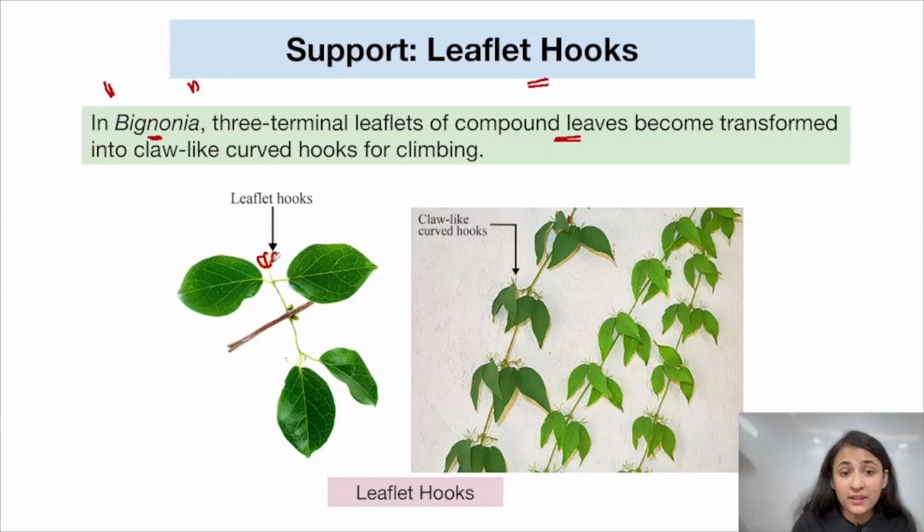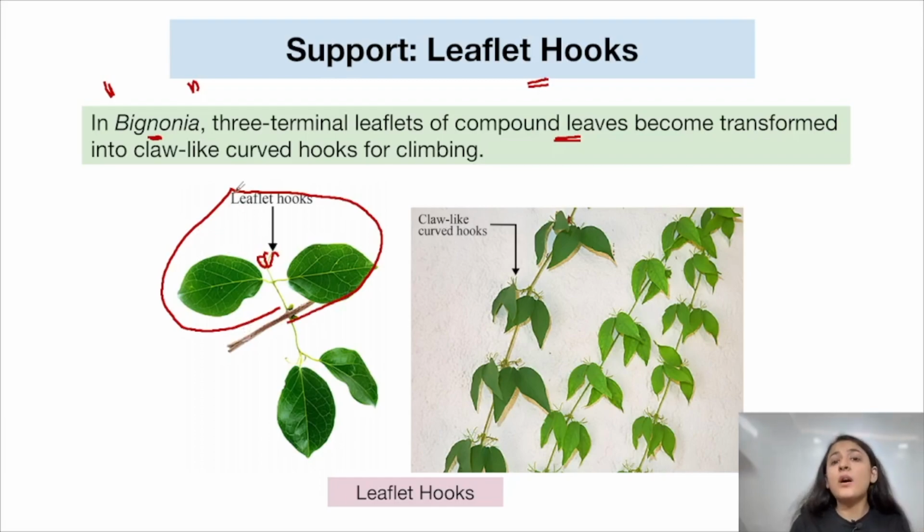So earlier there were 3 leaflets only. This was the entire leaf. This was the entire leaf, which was compound in nature.